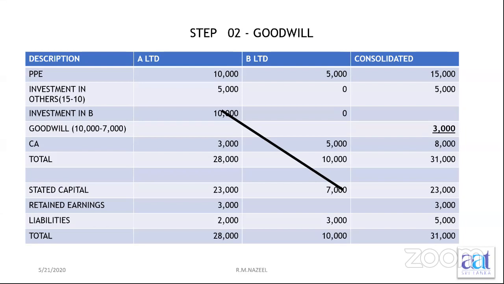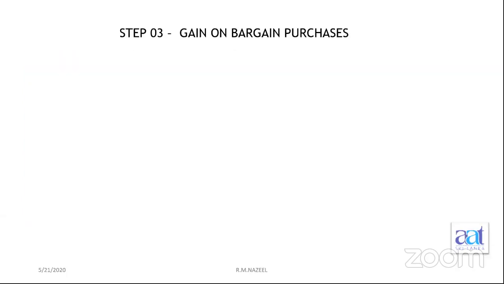So what is the variation here? In the same example, earlier we had 7,000. Now we are investing 10,000, so the excess belongs as goodwill. Now we'll go to the next step. Step number 3. If you give something lesser, the lesser is known as gain on bargain purchase. You can see the gain on bargain purchase.